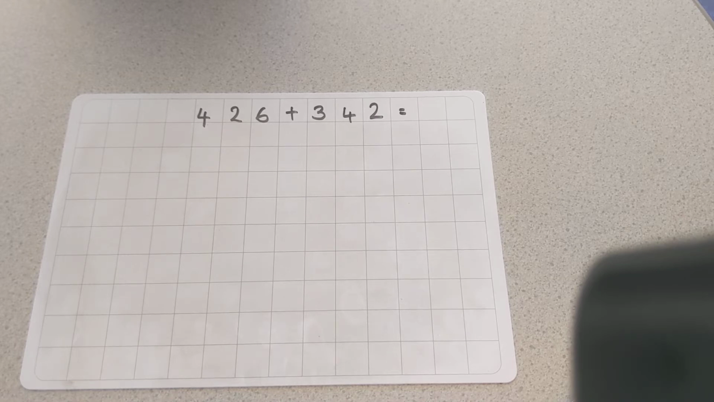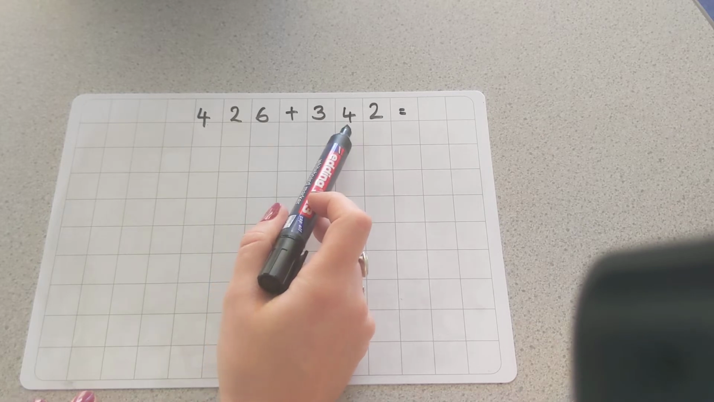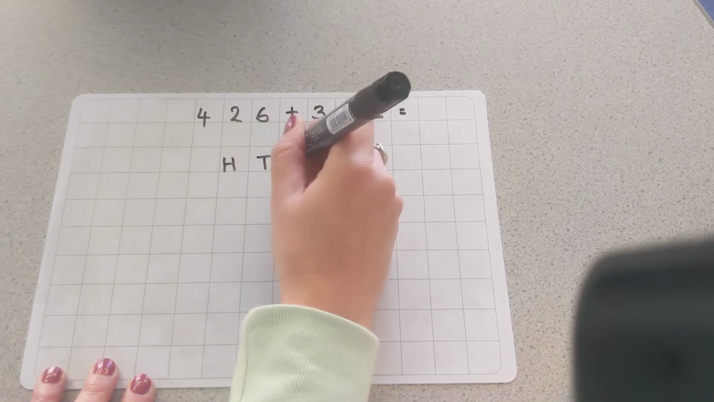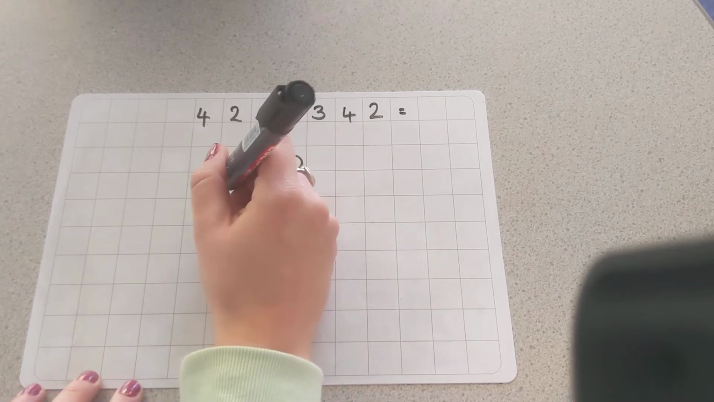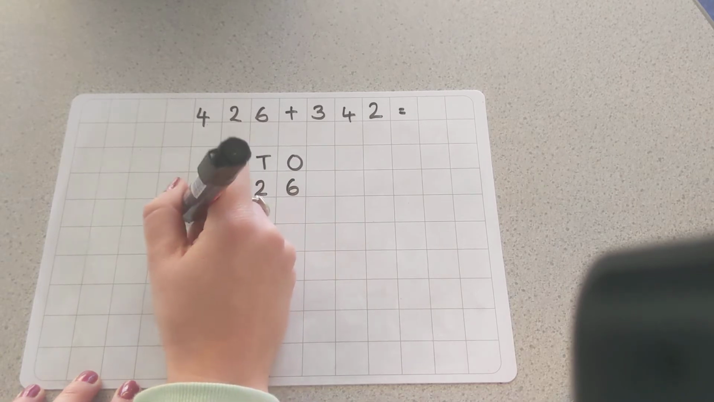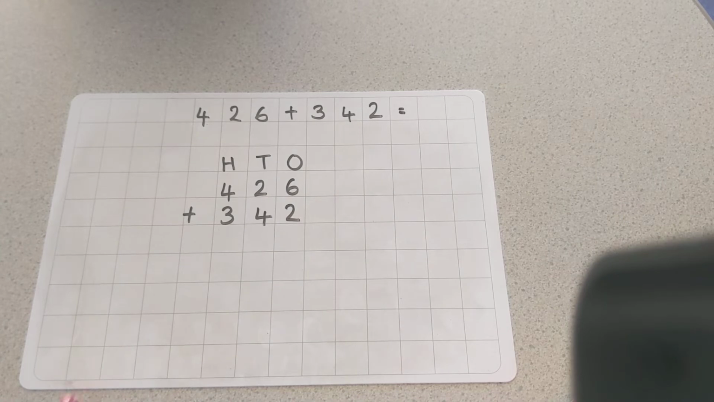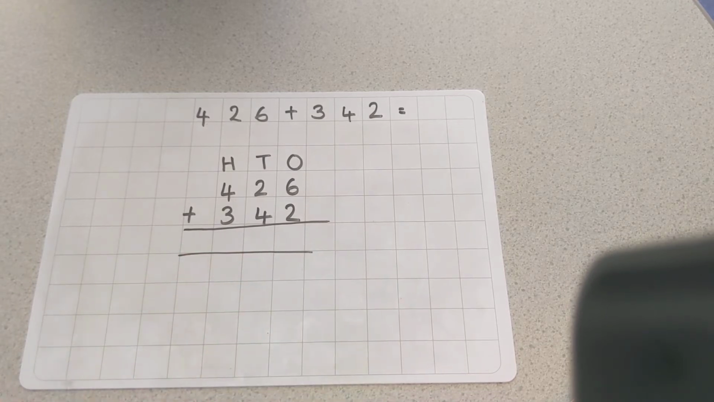So if we have 426 plus 342, we understand that that's 400, that's 20 and that's 6. And we understand that that's 300, that's 40 and that's 2. So if we set it out, we're going to label our columns hundreds, tens and ones, so we remember the place value of those numbers. So 426, and we're going to add 342. Keeping the numbers in line with one another makes it much easier to add and a lot less likely to make mistakes. So we're going to start with our ones.